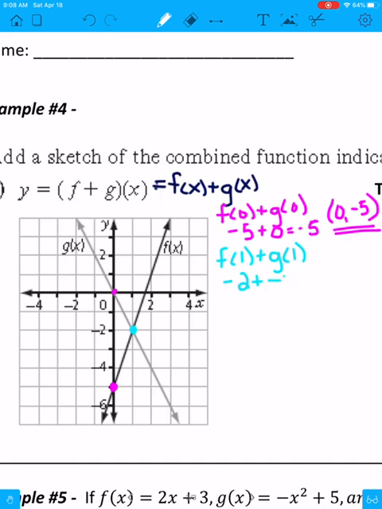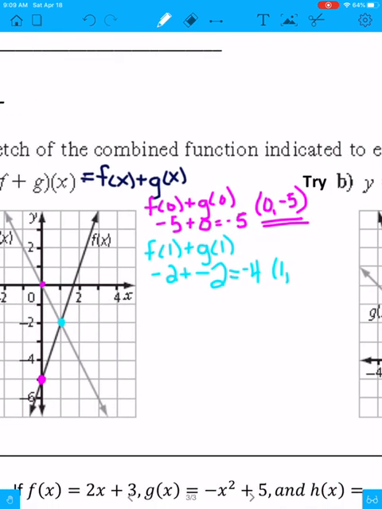Oh my goodness, my pen wasn't working. -2 plus -2 equals -4. So my answer is -4. So my x that I shared for both of them was 1, and my y is -4. So that's another new point on the f plus g of x graph.